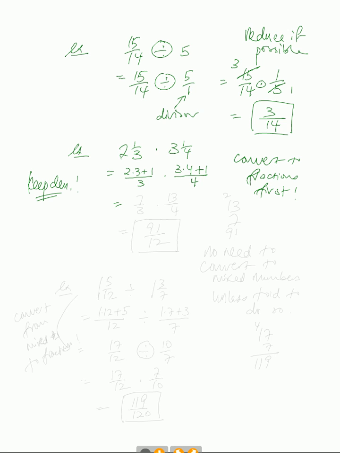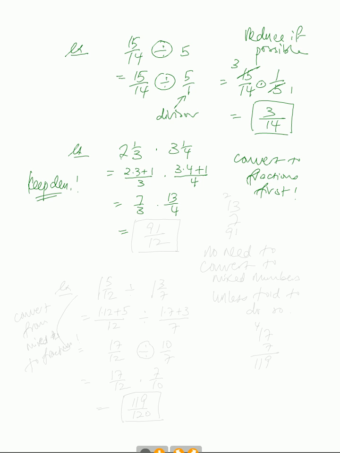So 2 times 3 is 6. 6 plus 1 is 7 over 3, multiplied by, let's see, 3 times 4 is 12. 12 plus 1 is 13, so 13 over 4. So this is where you're looking for pairs to multiply. You notice there's no pairs to look for: 7 and 4, 13 and 3, 7 and 3. So there's no pair to multiply.